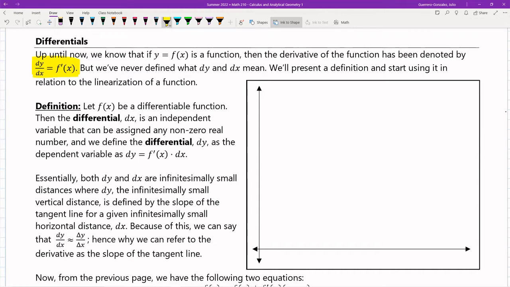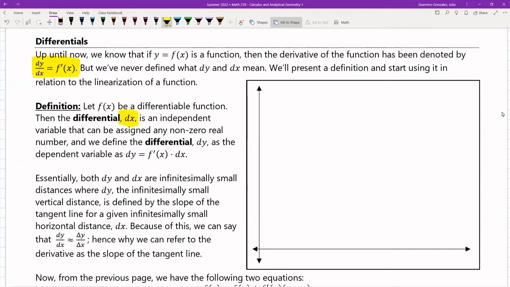And technically, both of them, the dy and the dx, are what we call differentials. So let me go ahead and state the definition first of all. The differential dx is what's considered an independent variable that can be assigned any non-zero number.